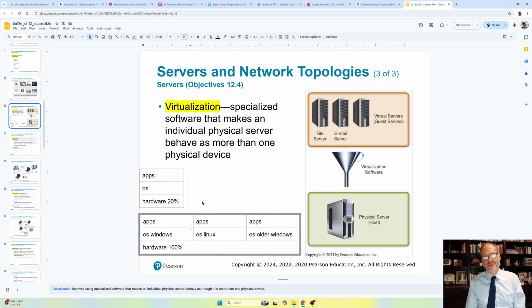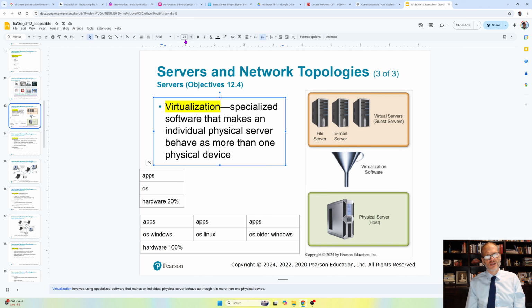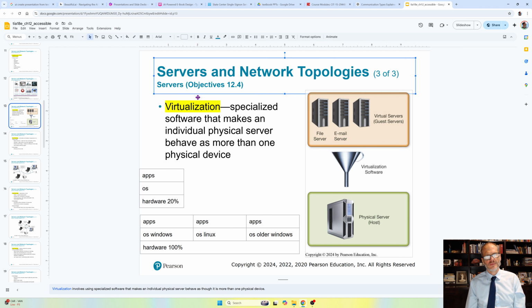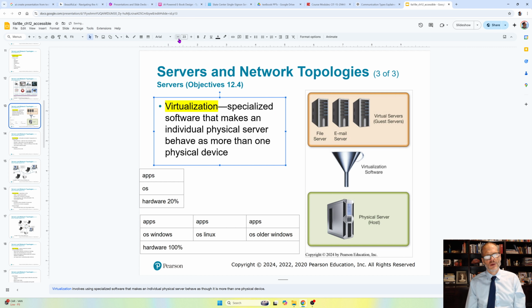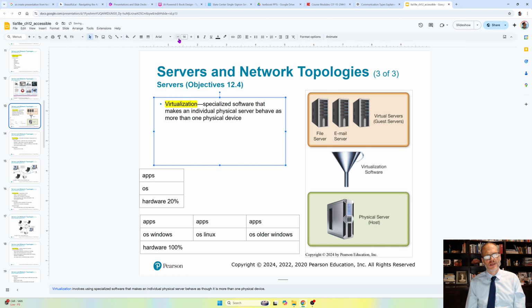The problem with this is that, I'm just going to make this smaller. Come on, get smaller. Get smaller, man. Get smaller. Okay, there we go.